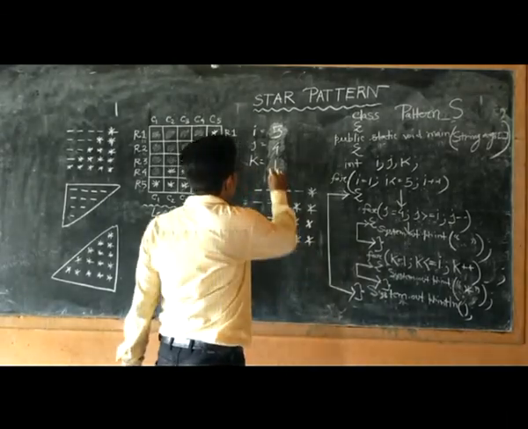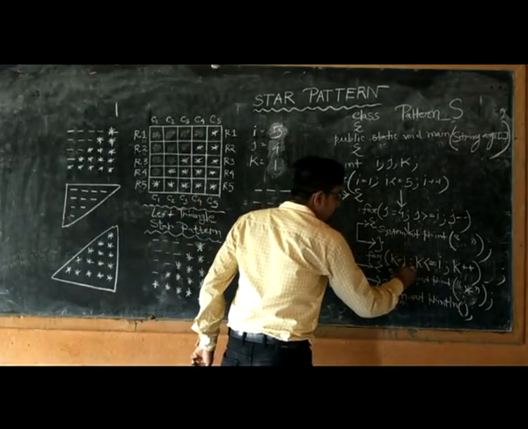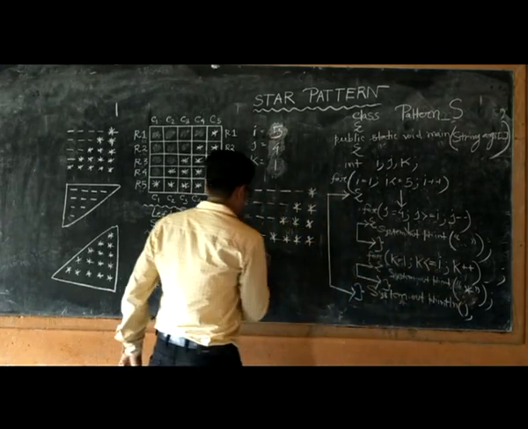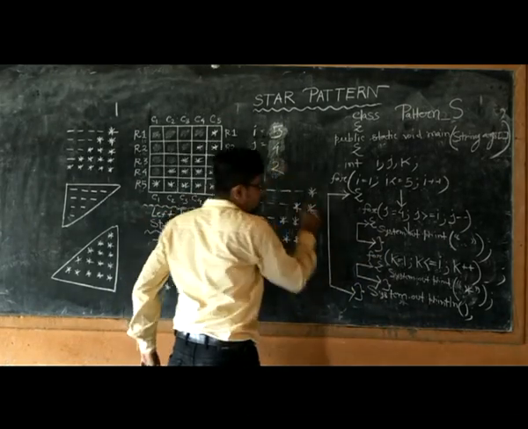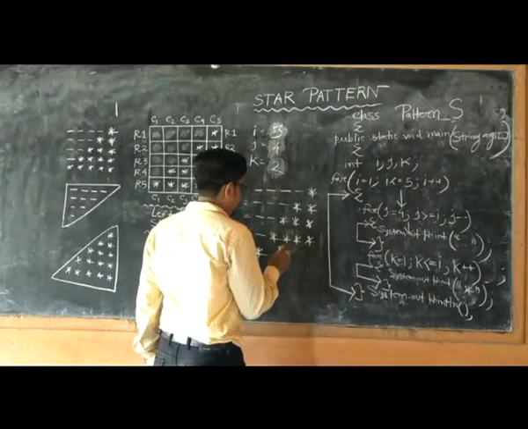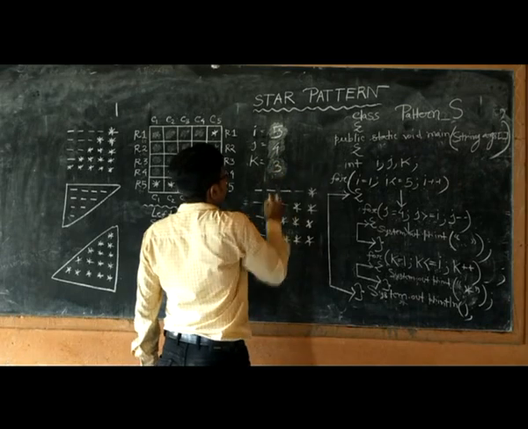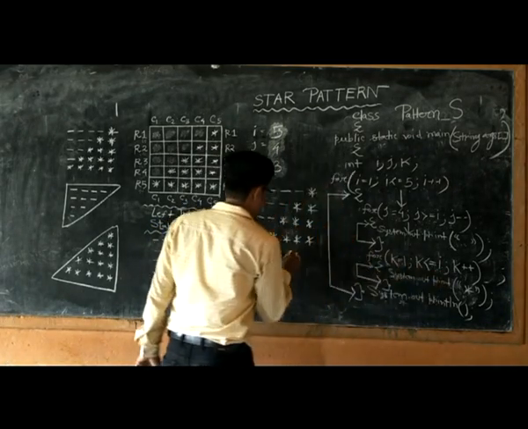K equal to 1, 1 less than equal to 5. K value 1, I value is 5. 1 less than equal to 5, condition true, it will come to this section, print 1 star. K plus plus, K value is becoming 2. 2 less than equal to 5. Condition true, print 1 more star. K plus plus, K is becoming 3. 3 less than equal to 5, print 1 more star.